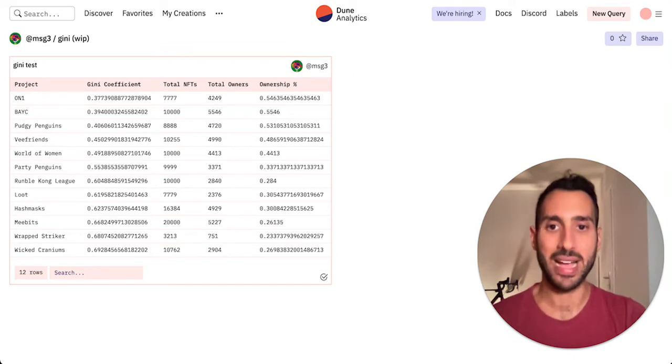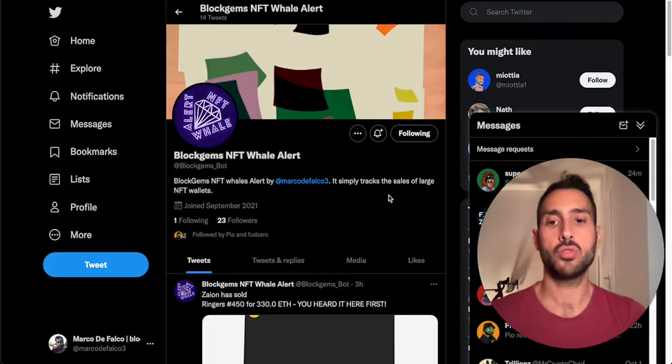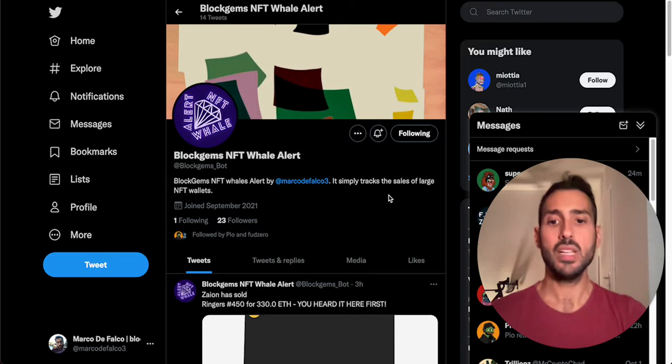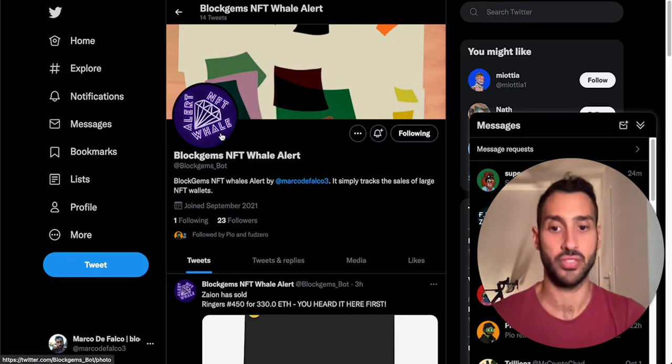Now, from a more micro perspective, what I also wanted to talk about as an on-chain tool is the possibility of monitoring sales, monitoring on-chain activities of particular collectors that might be relatively influential. This could be the example of large holders, large collectors that one day decide to get rid of a lot of pieces. So this is also the reason and the motivation for building the NFT Whale Alert.